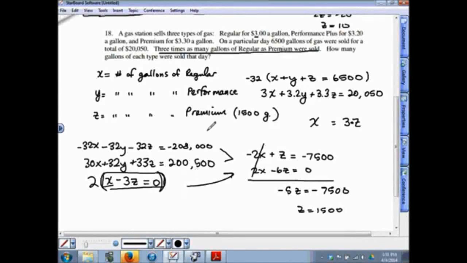gallons. Now I said there was 3 times as many gallons of regular, so if premium is 1,500 gallons, that means regular is 4,500 gallons. And there were only 6,500 gallons of gas sold that day. 1,500 and 4,500 is already 6,000, so that only leaves 500 gallons of performance.